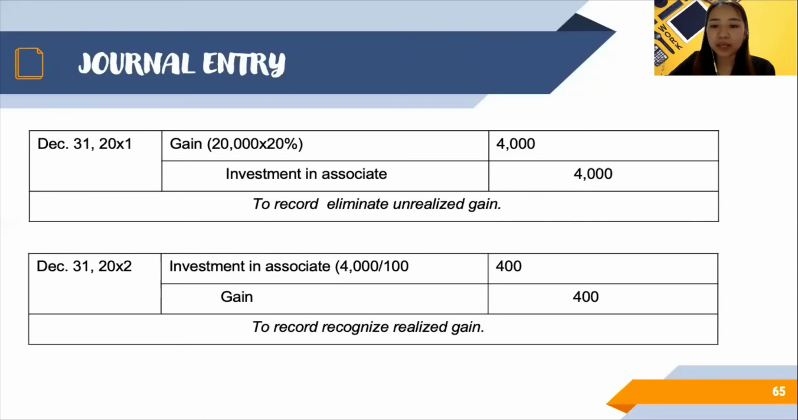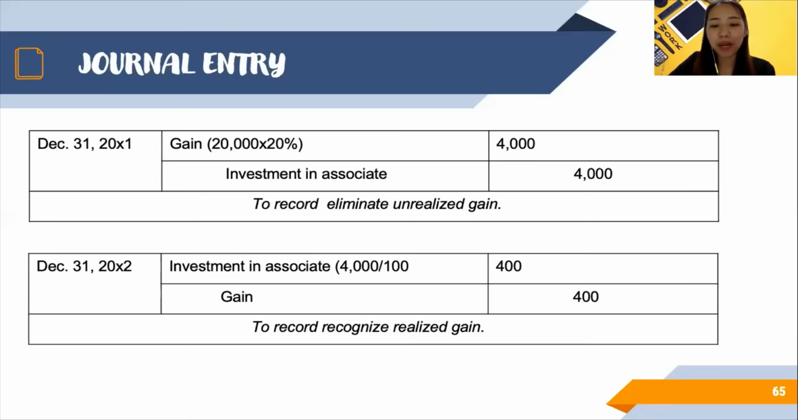What if our investment in associate amounted to only 3,000? So to record the elimination of the gain, debit gain of 4,000 and credit investment in associate 3,000. The excess gain of 1,000 we recognize as deferred gain. So we credit the deferred gain of 1,000.